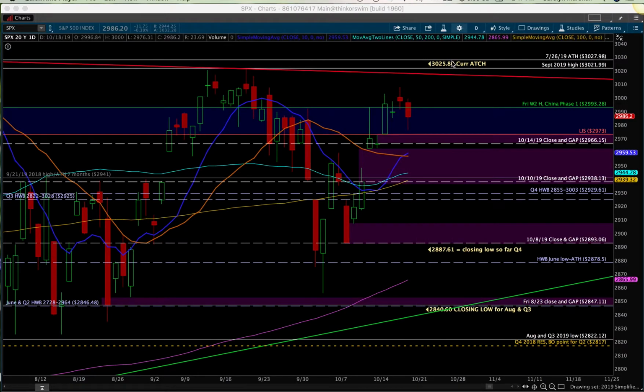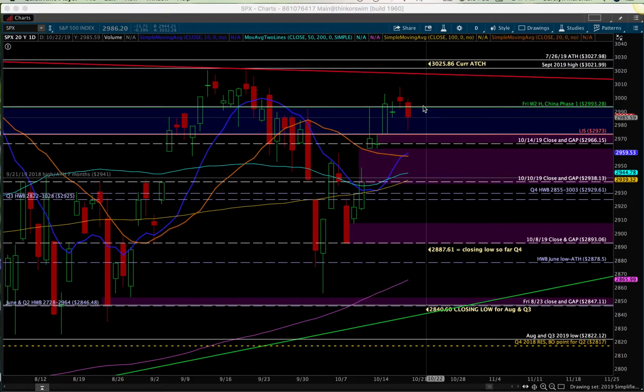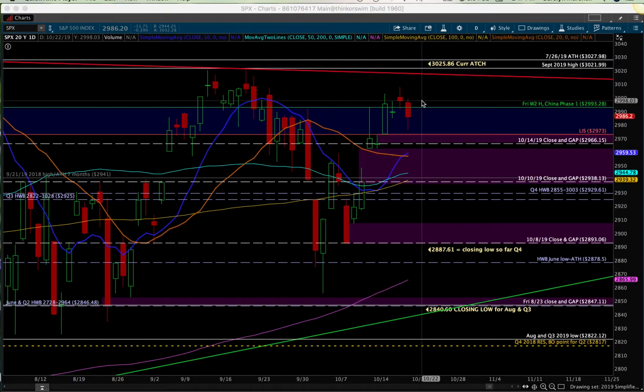So what we need to see when we come into next week is a clear move above this 29.92 to 93 level, and rise on out of there and build a solid base that is not closed below. You can dip below it intraday, but you must come back and close above it.